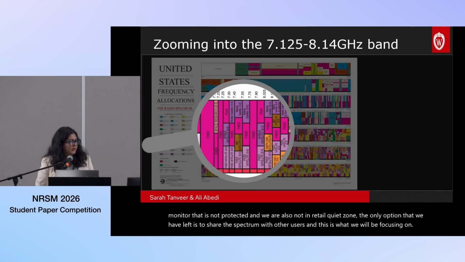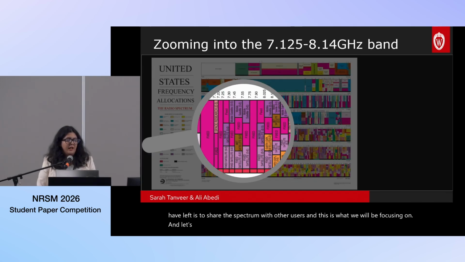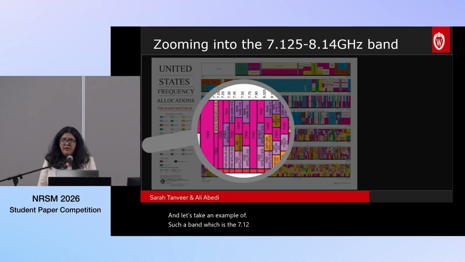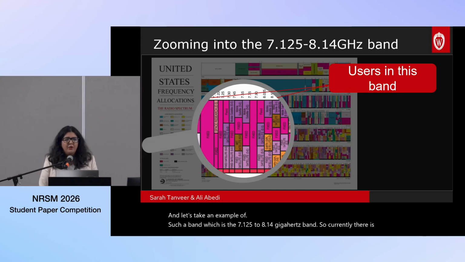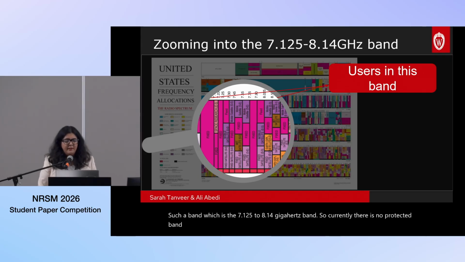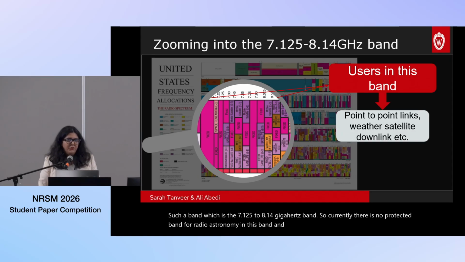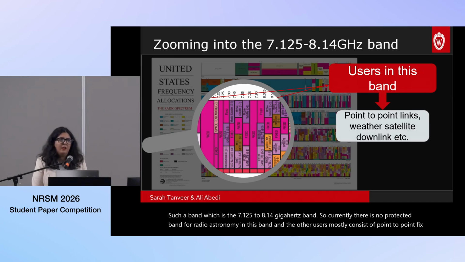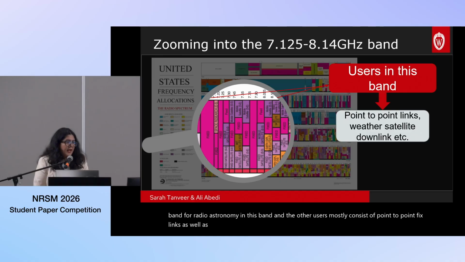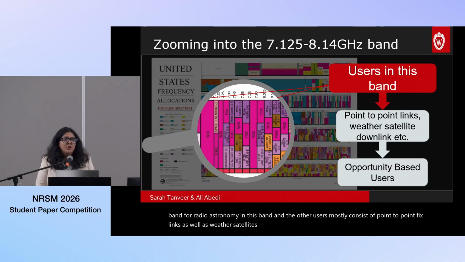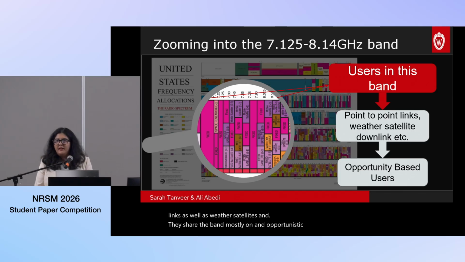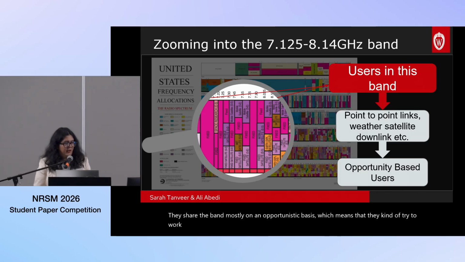Let's take an example of such a band, which is the 7.125 to 8.14 gigahertz band. Currently there is no protected band for radio astronomy in this band. And the other users mostly consist of point-to-point fixed links as well as weather satellites. And they share the band mostly on an opportunistic basis, which means that they kind of try to work around one another.